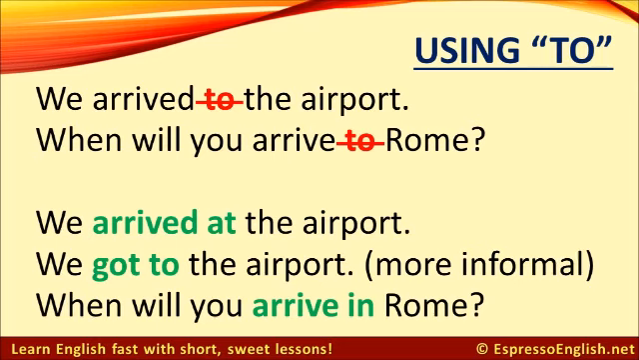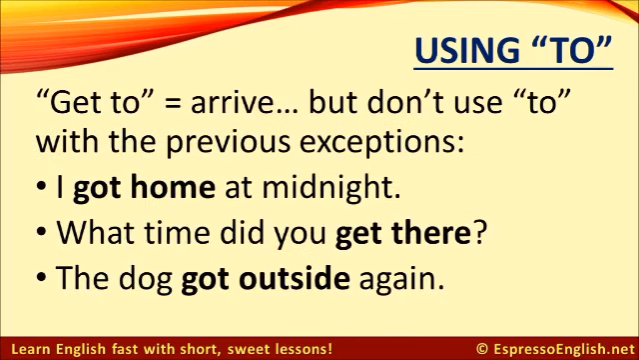Get to is a more informal way to say arrive, so that's why we can say we got to the airport. But again, don't use the word to with the previous exceptions, like home, there, and outside. For example, I got home at midnight. What time did you get there? The dog got outside again.